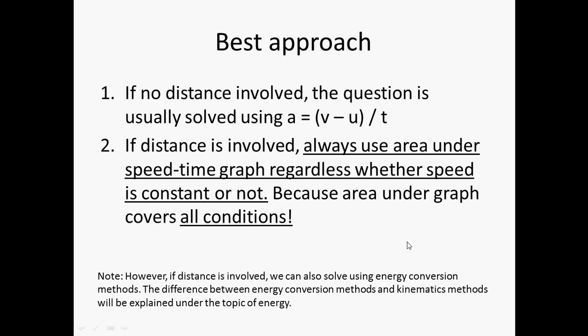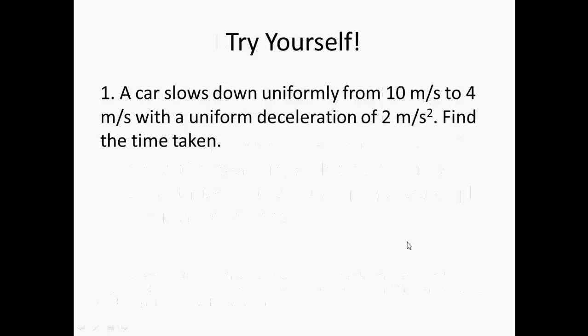So let us do a few questions now. Let's do the first question. It's a jumble of the different approaches. So you may pause the video now and try the question. Have you solved it? So first of all, you realize that there is no distance involved. Once there is no distance involved, you do not need to use area under the graph. Straight away, it's a simple a equal to v minus u over t, and you solve for it, you get 3 seconds. No issue.